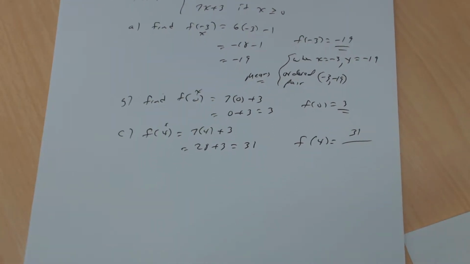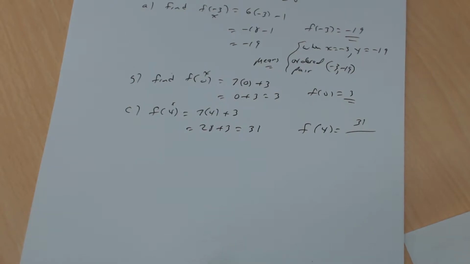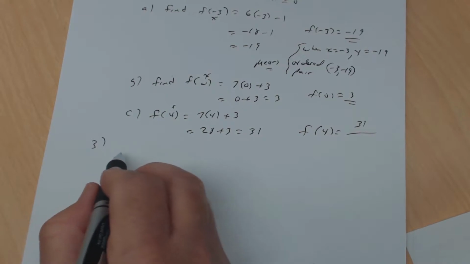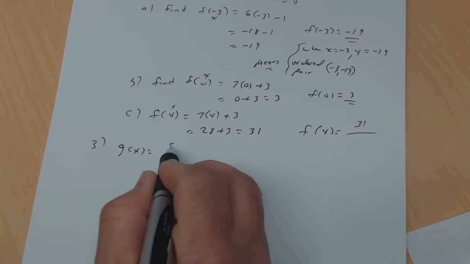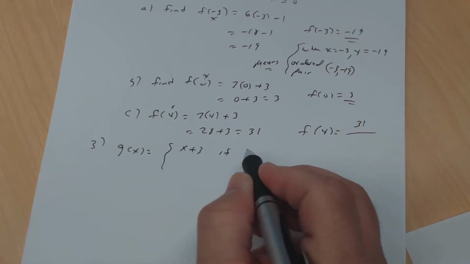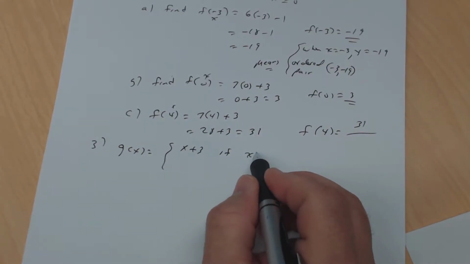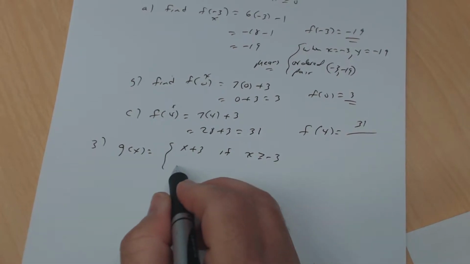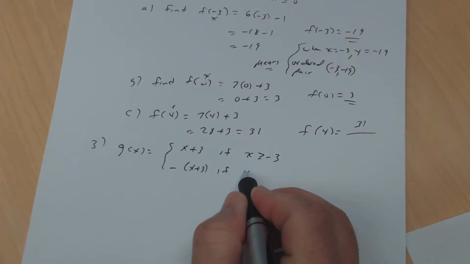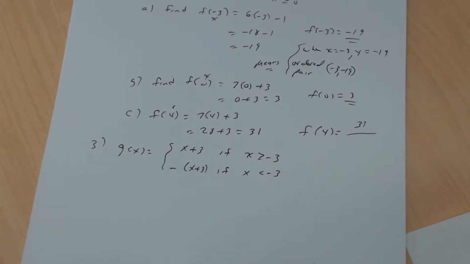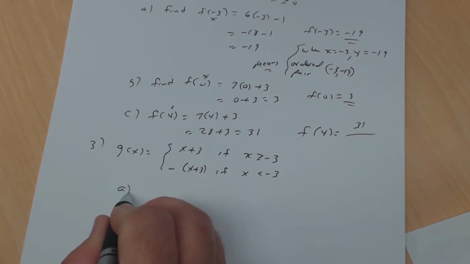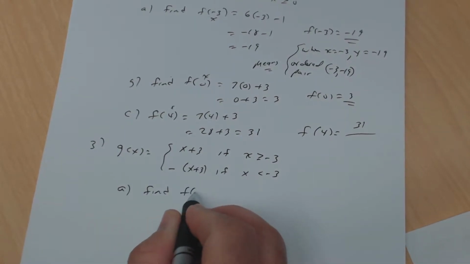All right, let's look at this one. So let's say you're given that g of x equals, and then this piecewise function is x plus 3 if x is greater than or equal to negative 3, and then the opposite of x plus 3 if x is less than negative 3. All right, and let's say you want to find f of 0.